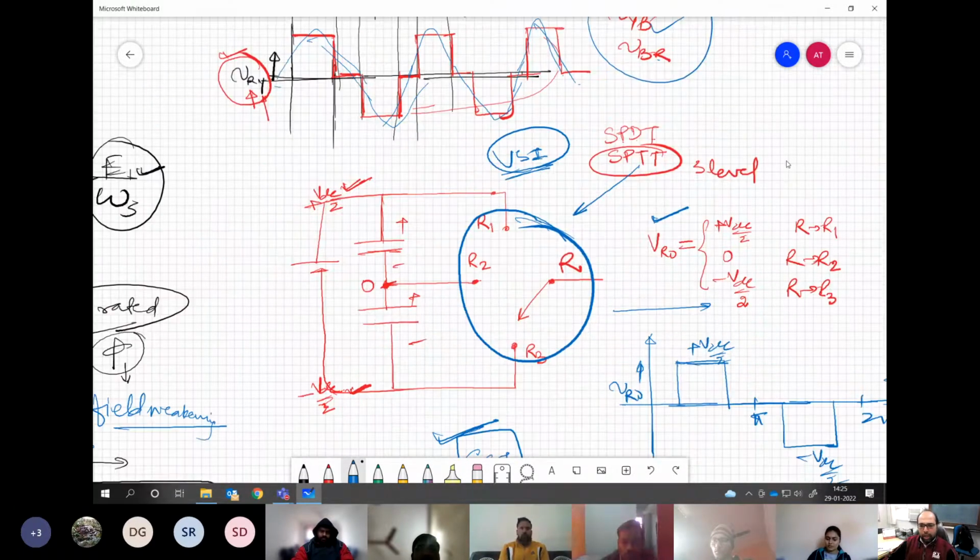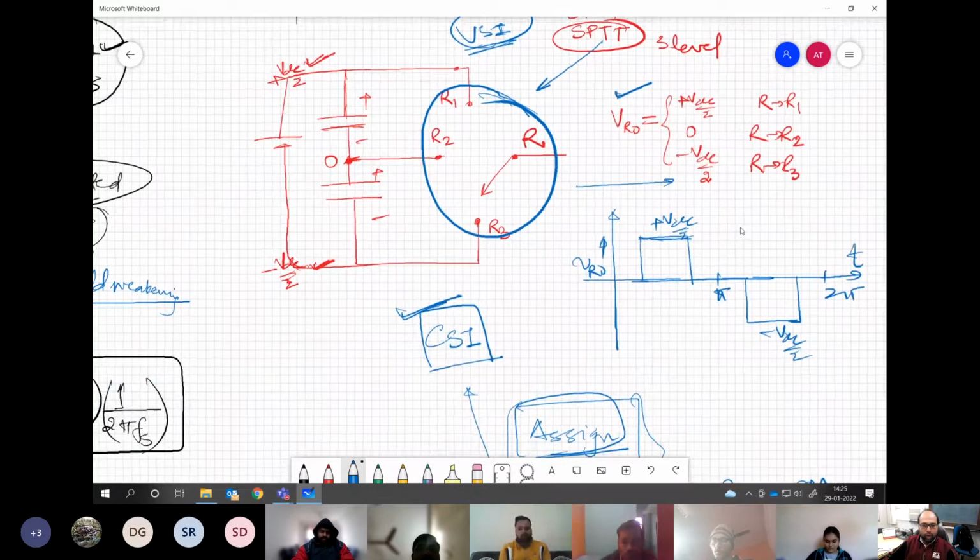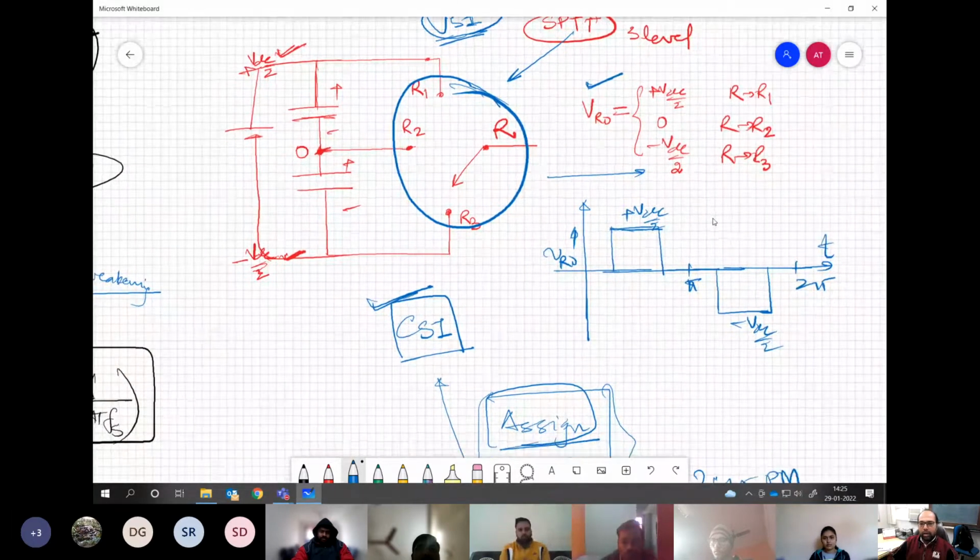Now we can introduce one more level in our output voltage, say a middle point 0, by introducing one more terminal for connection with the pole. Earlier we had only two throws, now we have three options available for the pole to be connected. This R can connect to R1 or R2 or R3. So this is basically a single pole triple throw switch.